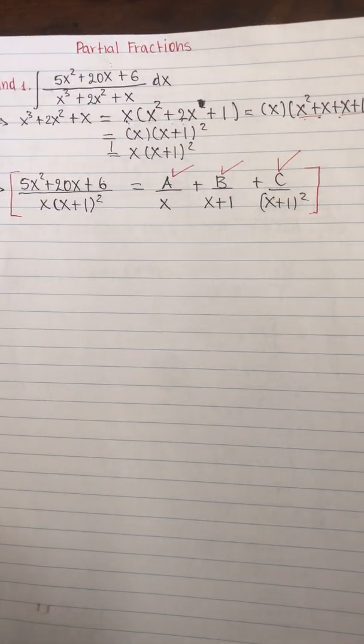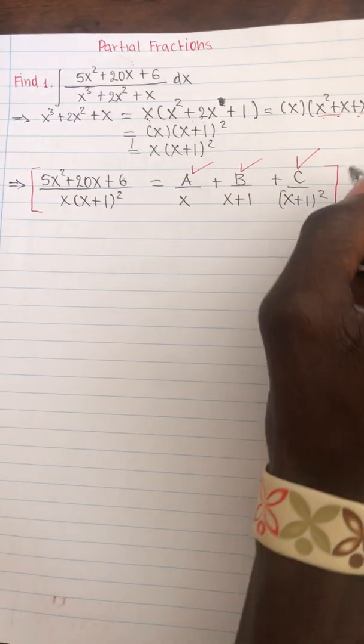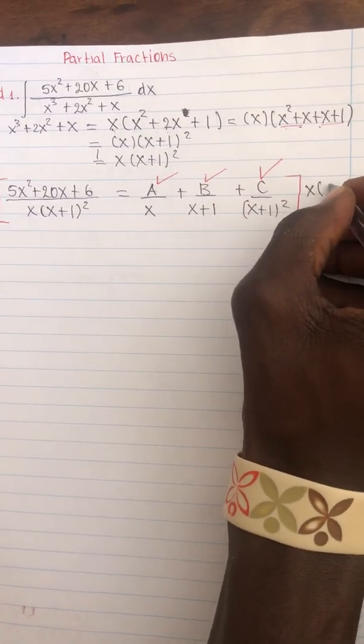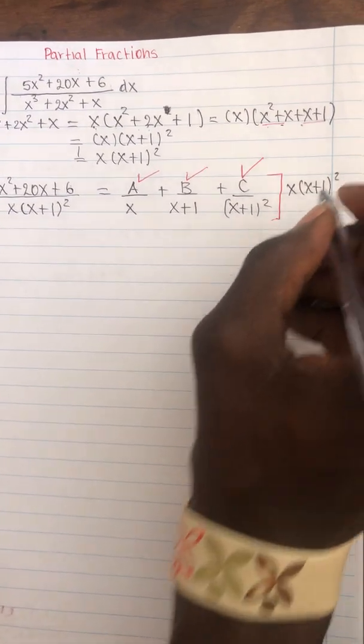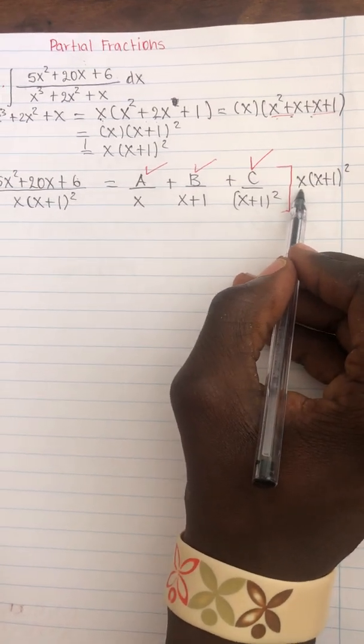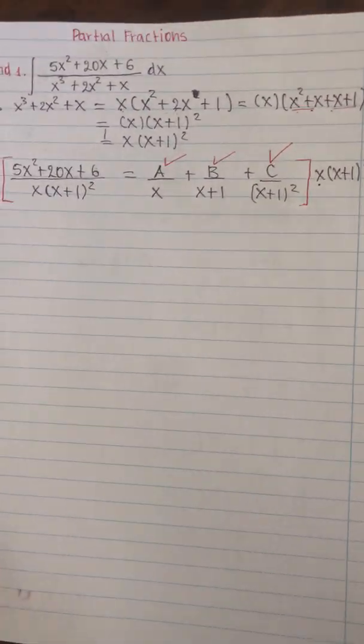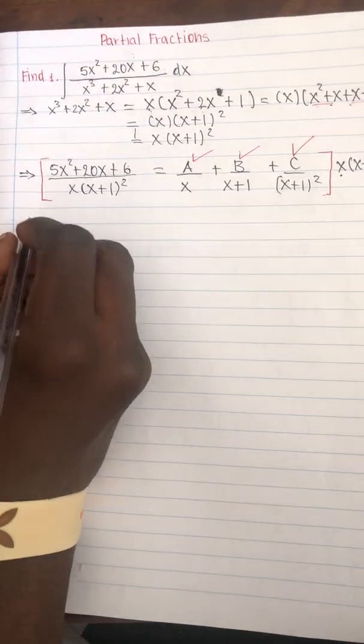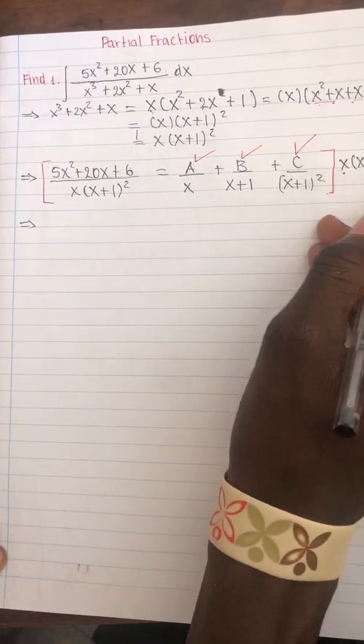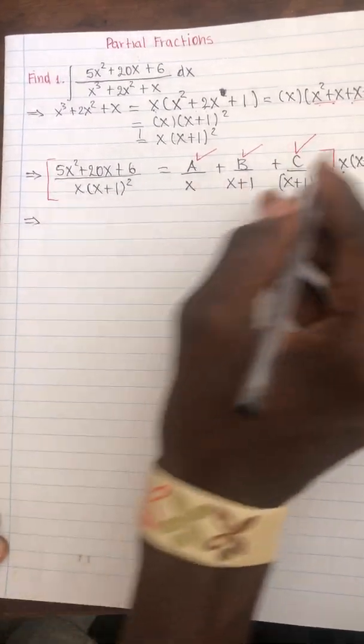How can we find those values? We take this equation and multiply by x times (x plus 1) squared. Make sure, guys, this x is not for multiplication, because since there is a bracket, it's already a multiplication. So now we just have this part, and if you multiply by this one, it's gonna cancel.